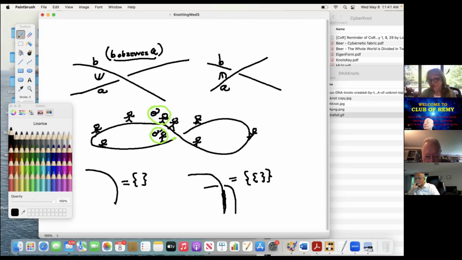But let me make it a little more interesting. Suppose that I had a link. Then I'll write down the members of each one by looking at who goes under. So B goes under A, so the member of A is B, but A goes under B, so the member of B is A.